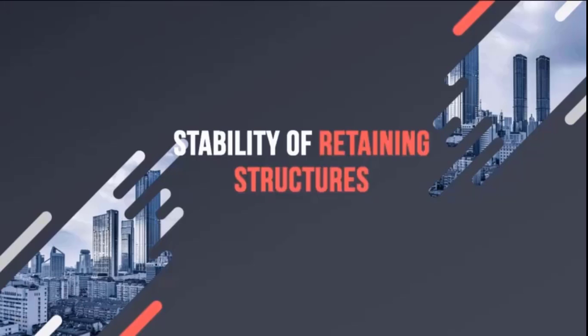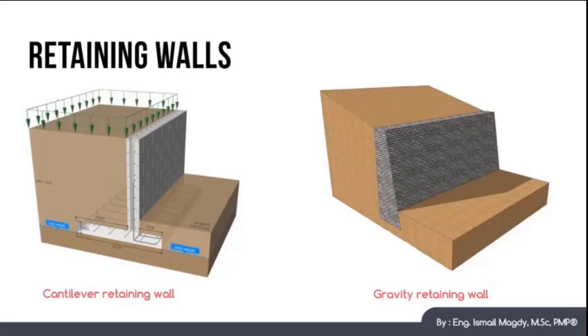Welcome back everyone to another video in our FE Civil Preparation course. In this video, we are going to talk about stability of retaining structures. In our last videos, we learned the concepts of vertical and horizontal stresses on soil, and we learned how to calculate horizontal earth pressure on a retaining wall.